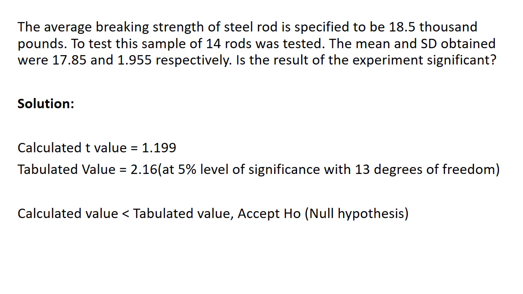So the calculated t value here is going to be 1.199 and the tabulated value is going to be equal to 2.16 at 5 percent level of significance with 13 degrees of freedom. So since here the calculated value is less than the tabulated value, we accept the null hypothesis H naught.